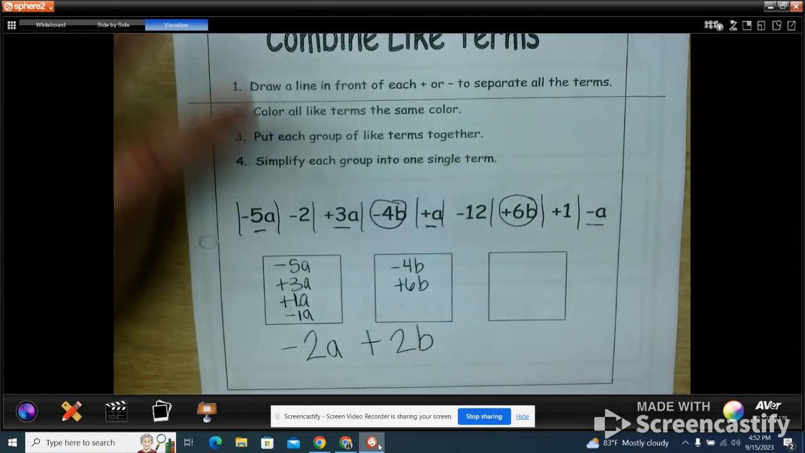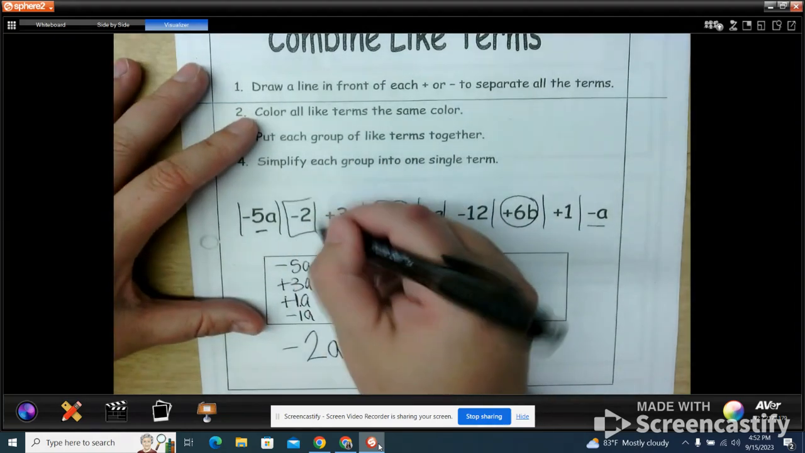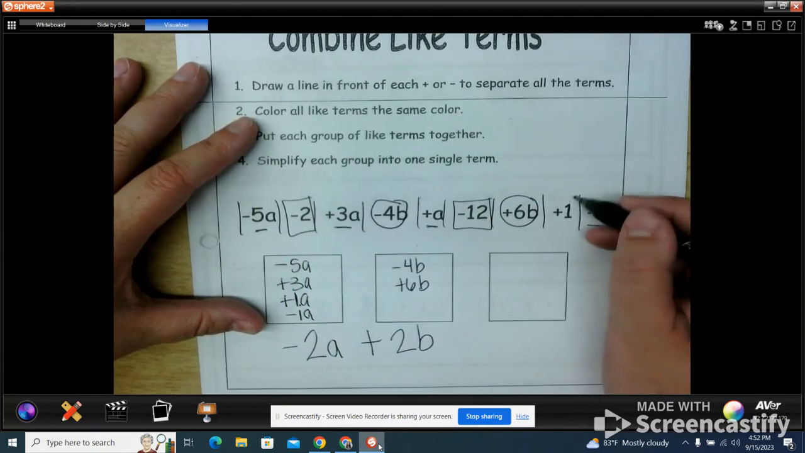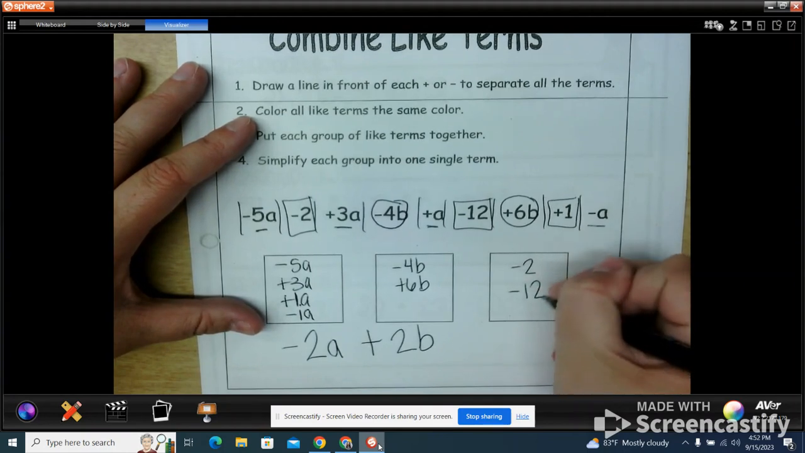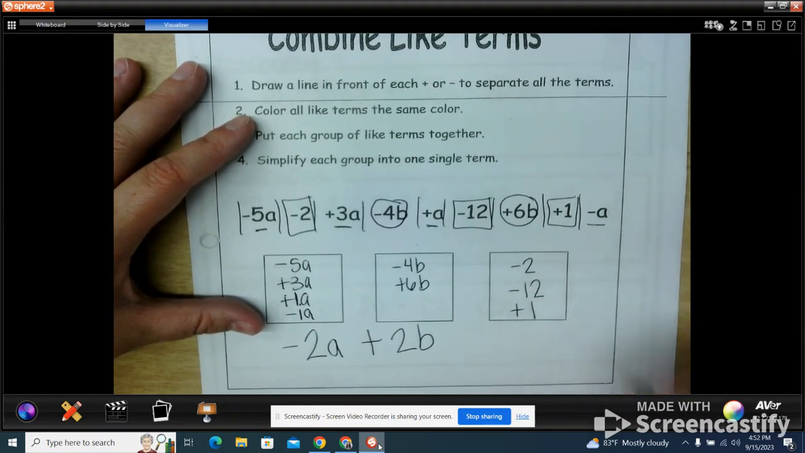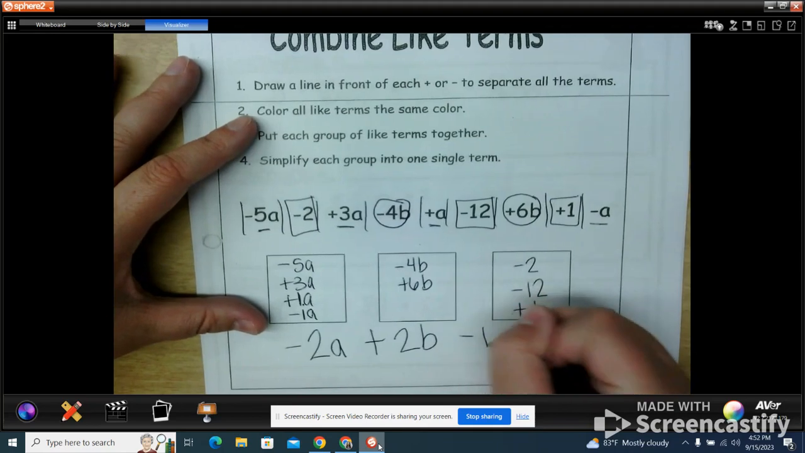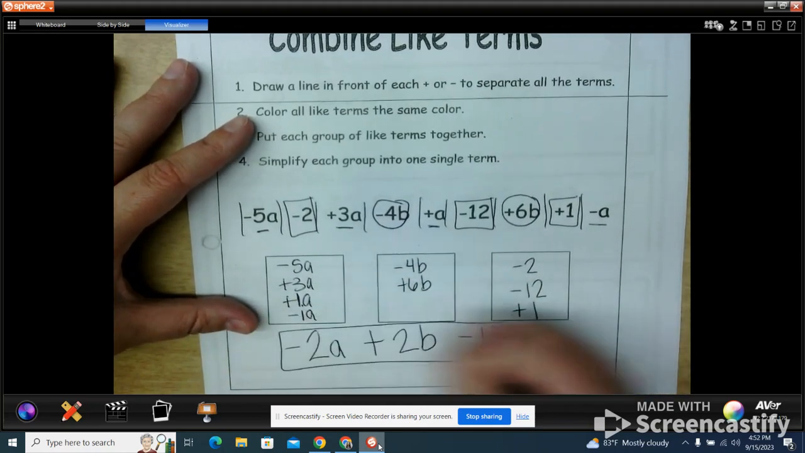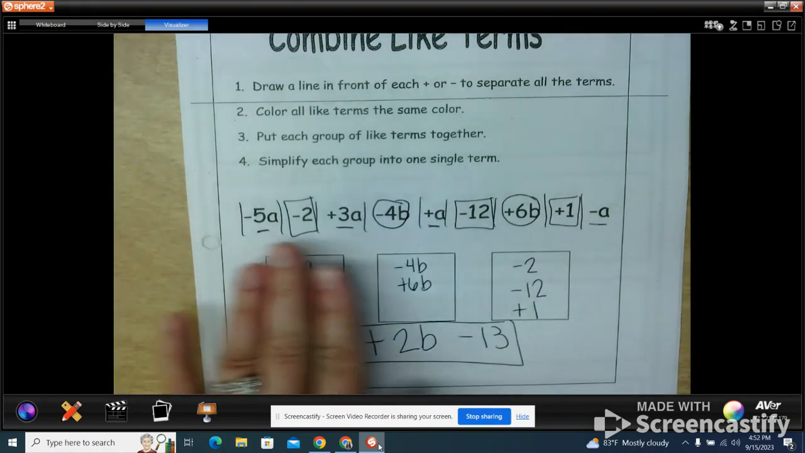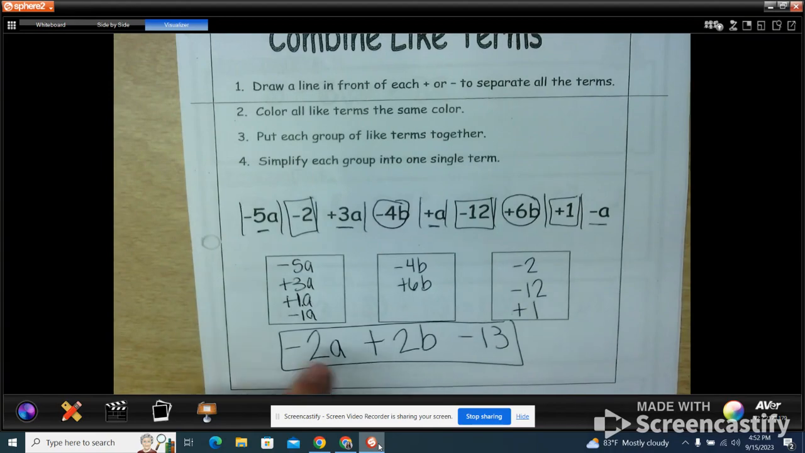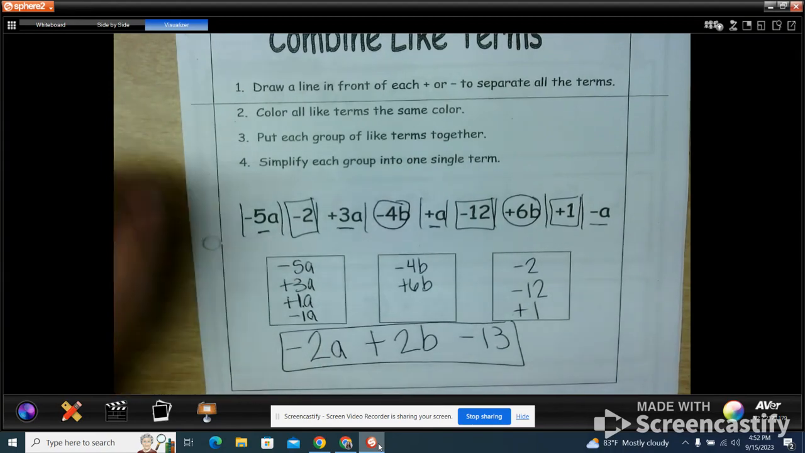And then I'm going to take what is left, which is going to be negative 2, negative 12, and 1, and combine those together. So negative 2, negative 12, and a positive 1 is going to give me a negative 13. So my new total answer is negative 2A plus 2B minus 13. So instead of having this long list of about 10 different things, we now have 3 answers only.